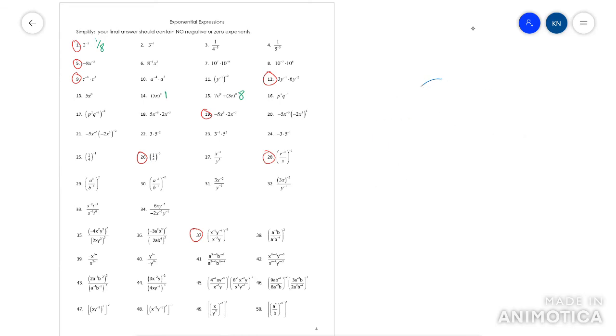Let's look at a couple more. Look at like 42.